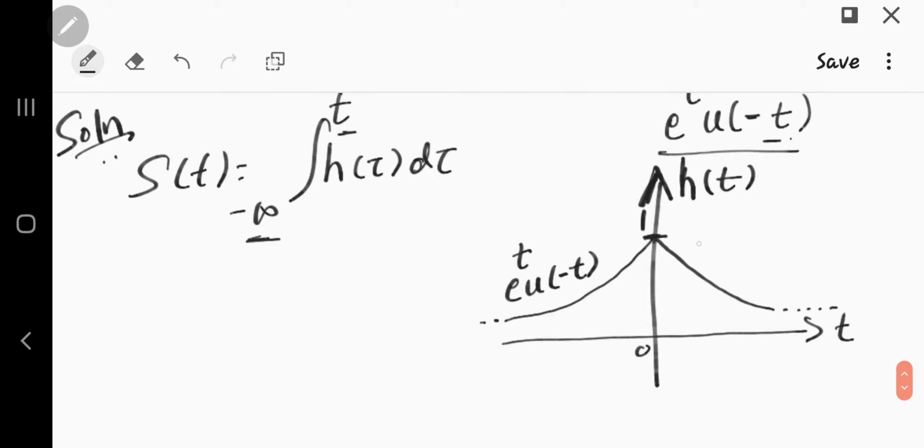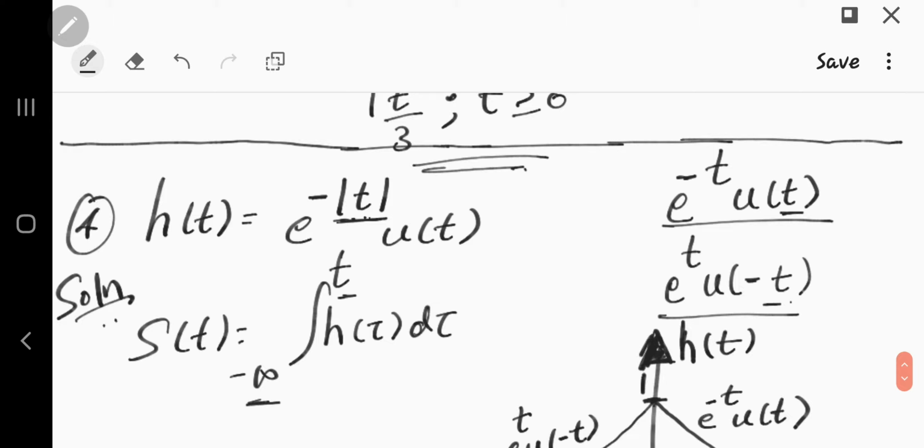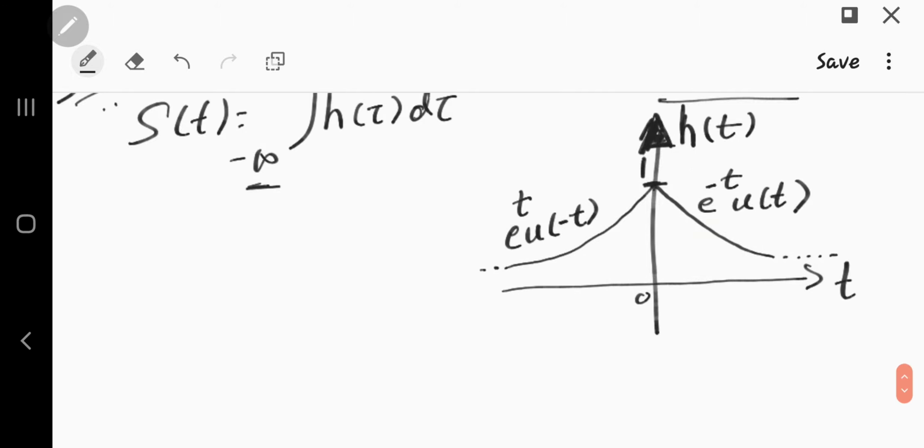This is how the signal will look: e power minus t into u of t. Okay. So, why have we taken it like this? Based on the signal, it is given in mod, that means it can take positive values as well as negative values. So, we have applied both and we got this result. So, based on this, the plot is completed. Okay. Now, let us move on to the problem here.